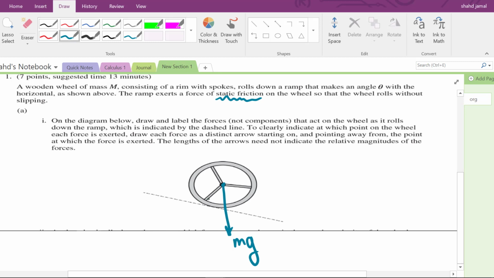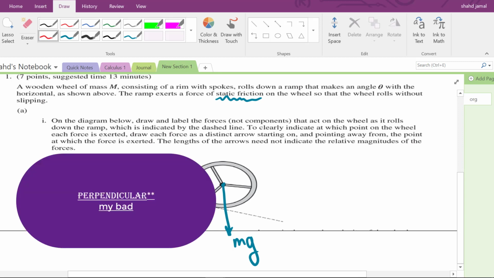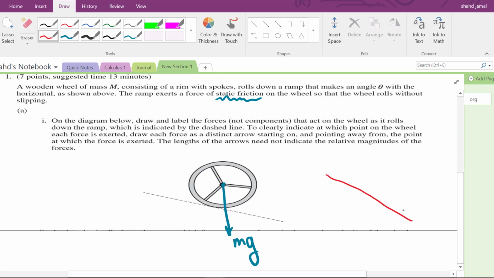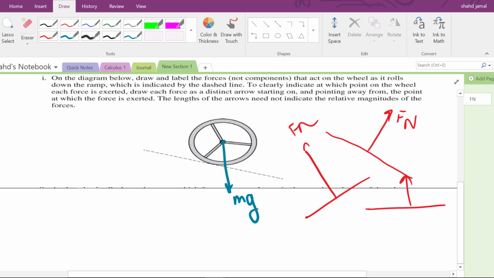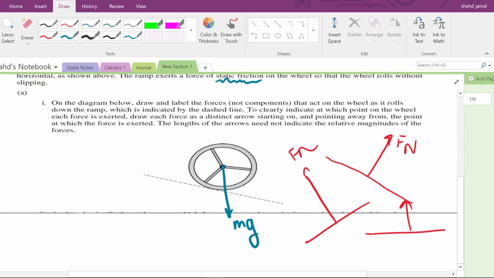Fn, or the normal force, is the force exerted by the ramp on the wheel, and this has to be perpendicular to the surface. If your surface is like that, it will look like that, your Fn. If your surface is straight, it will be straight. But unlike mg, which is always pointing downwards, this has to be perpendicular to the surface. And it starts from the surface, by the way, it doesn't start from the center of mass. You need to indicate that. So you're going to come over here and it will pass through the center of mass, but it starts from the surface itself. So this is F normal.